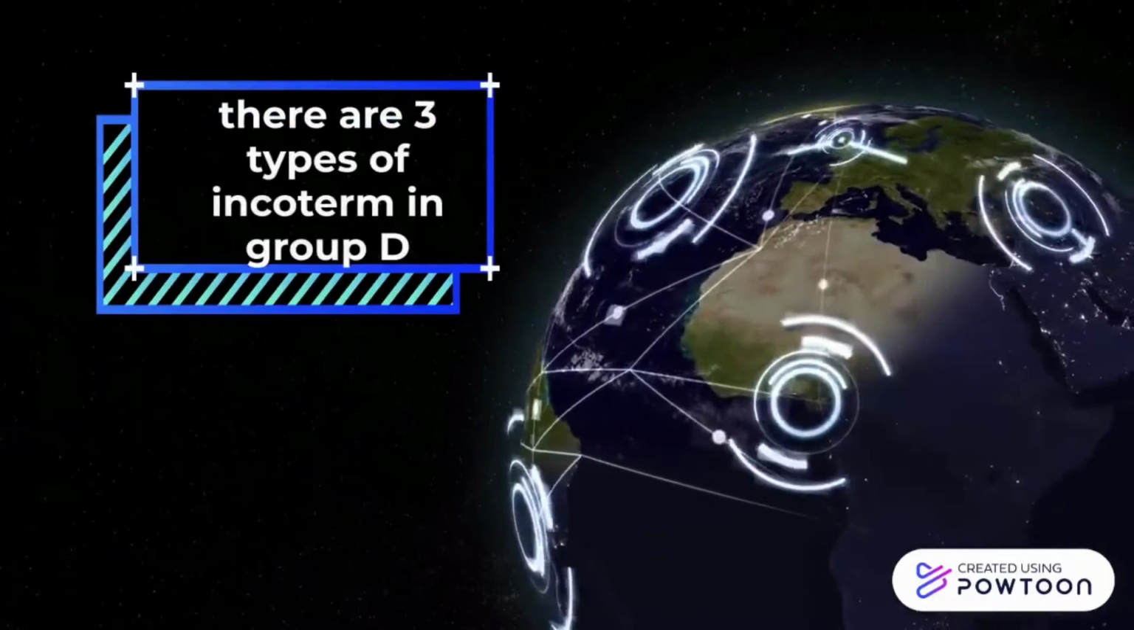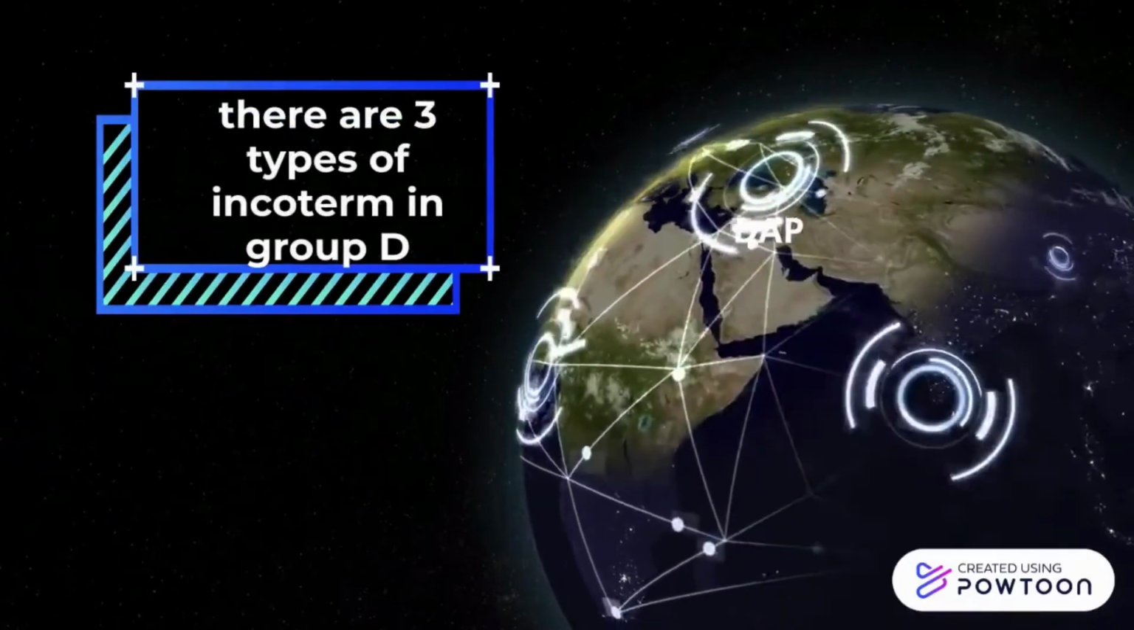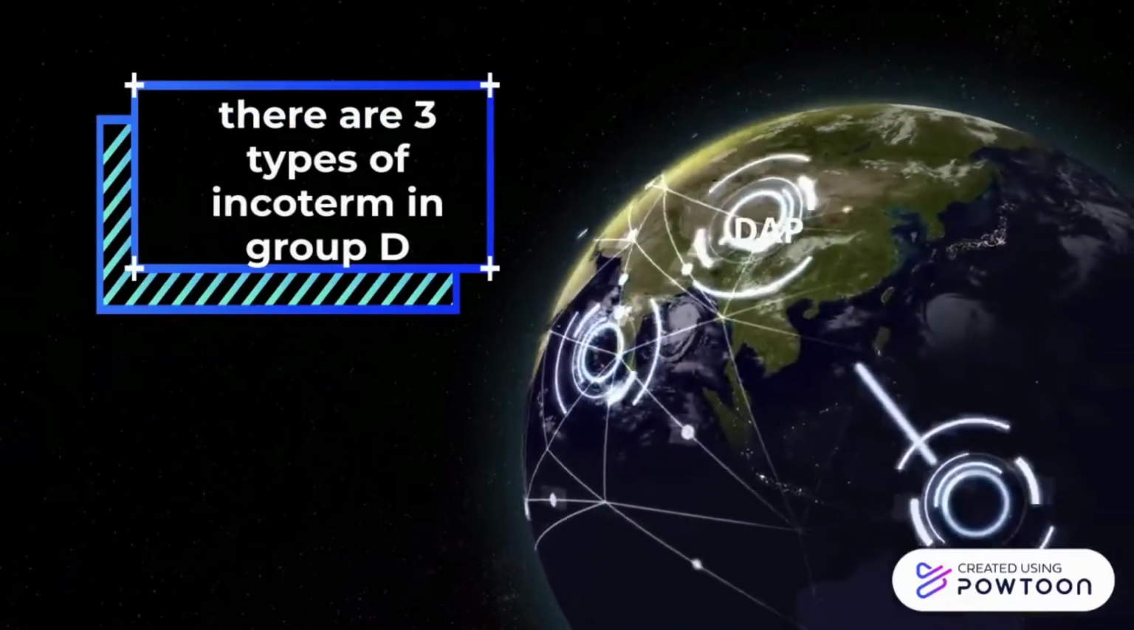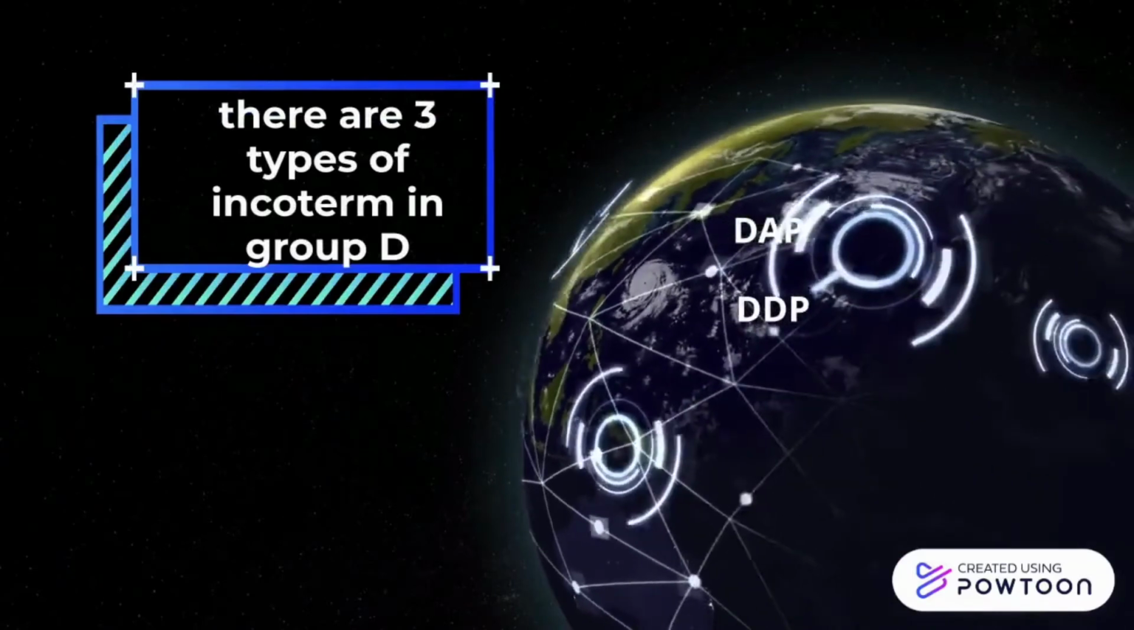There are 3 types of Incoterm in Group D. The first one is DAP, the second one is DDP, and the last one is DAT.